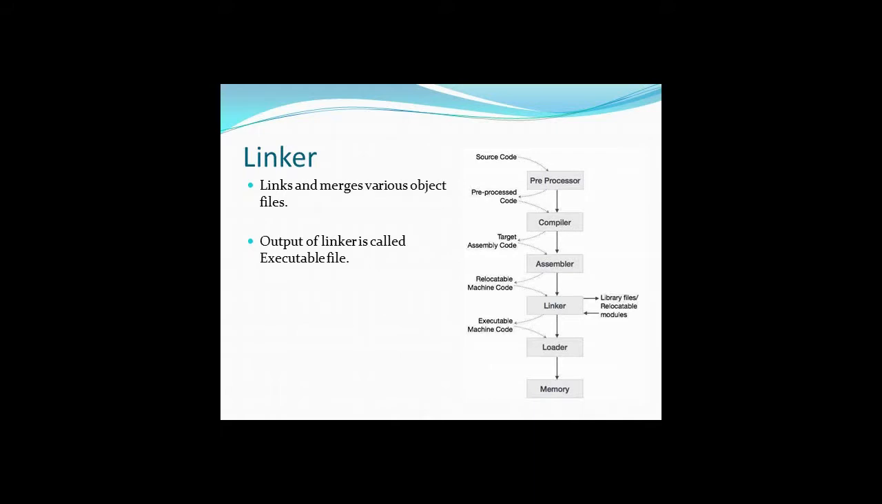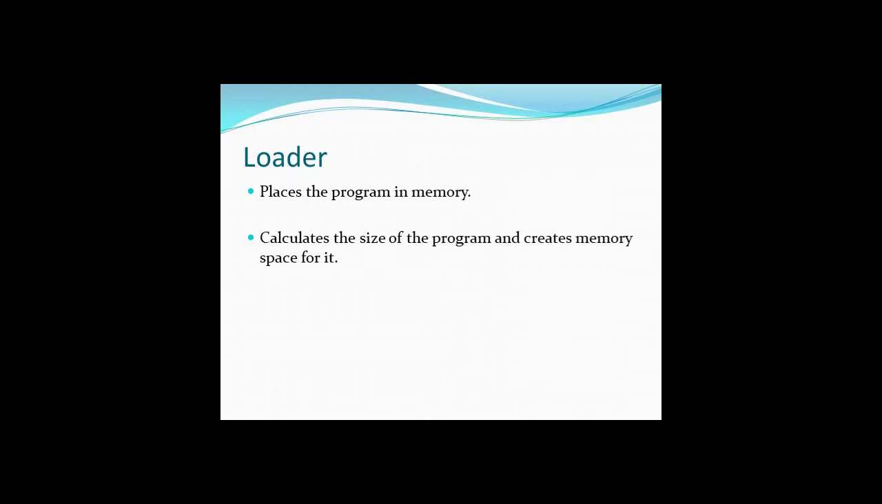The major task of linker is to search and locate reference modules or routines in a program and to determine the memory location where these codes will be loaded, making the program instructions have an absolute reference. The output of linker is called an executable file. Next is the loader. The loader is a program that places the program into memory and prepares it for execution. The loader calculates the size of the program and creates memory space for it.